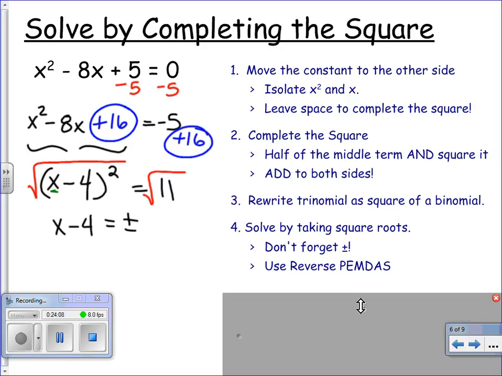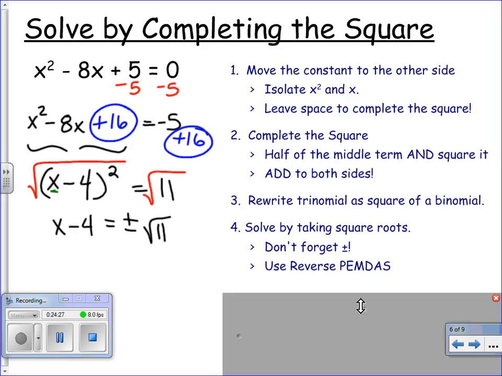And can I simplify the square root of 11? No, if you think about a factor tree, it's a prime number. It only has factors of 1 and 11, so there will be no doubles. It will not simplify. So I'll leave it as the square root of 11.